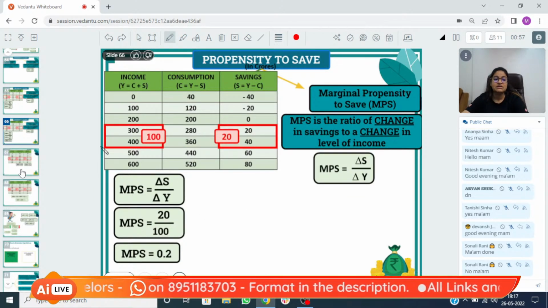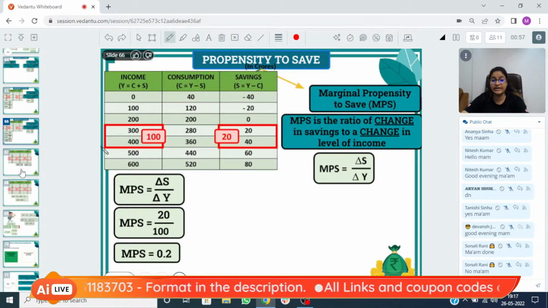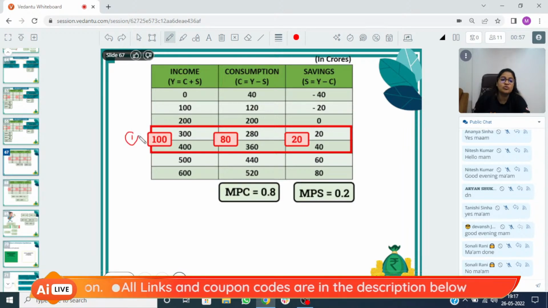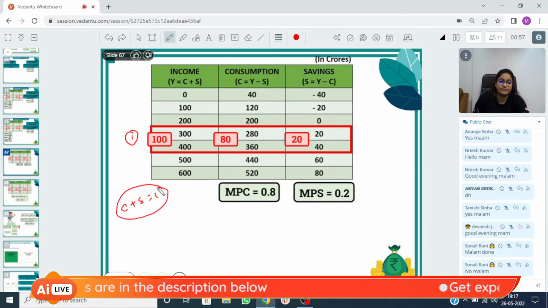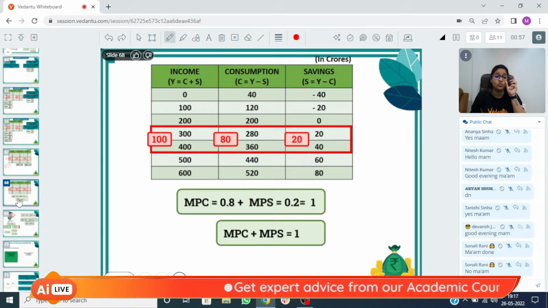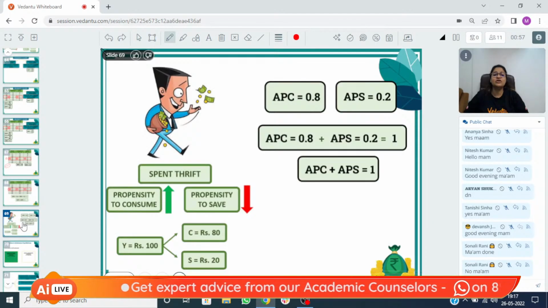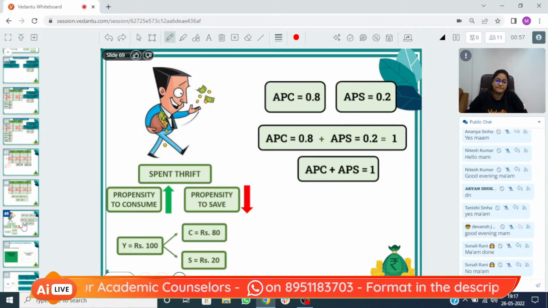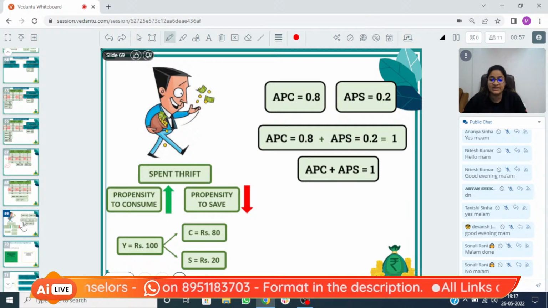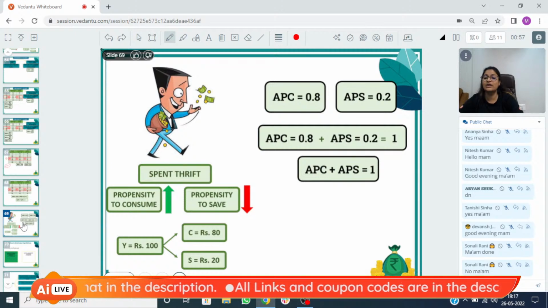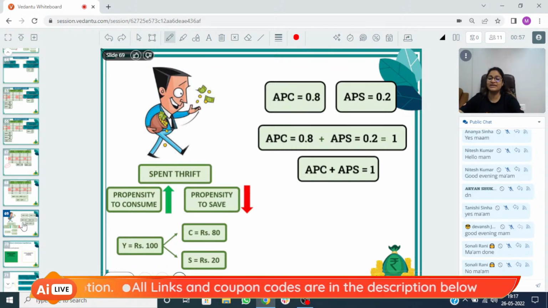Correct, everybody? Now, whenever we see income is equal to consumption plus savings, if income is considered to be 1, can I say consumption plus savings will be equal to 1? This means that whenever we add MPC and MPS, the answer will be 1. Similarly, whenever you add APC and APS, the answer will always be 1. Clear, everyone? APC plus APS is equal to 1. MPC plus MPS is equal to 1. Is it clear till here, everyone?